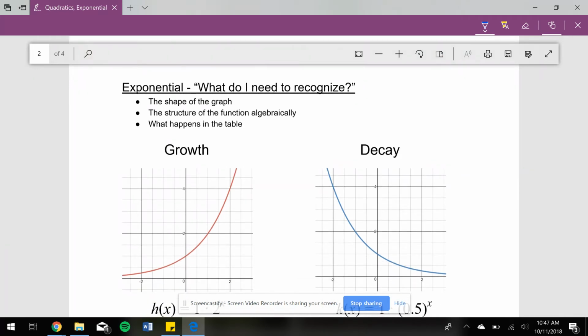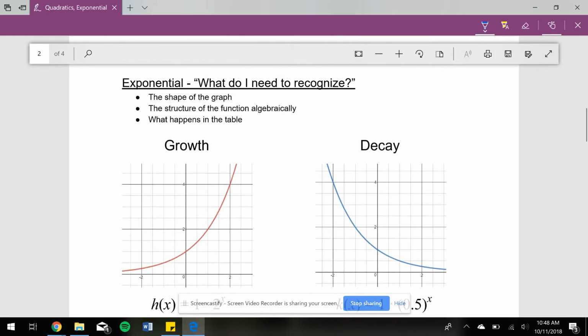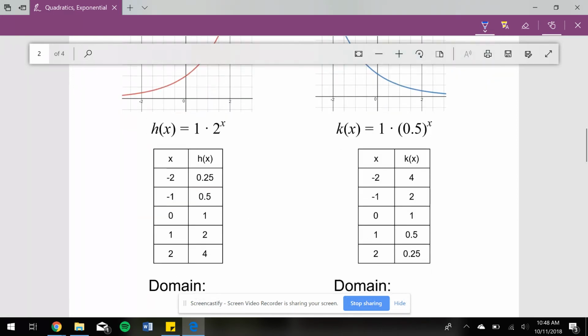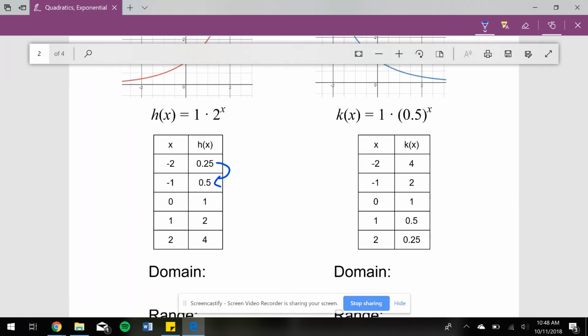Now, if we look at exponential functions, we want to make sure we can recognize the shape. So it's starting slow and going fast, or it's starting fast and ending slow, right? Little bit, and then it explodes, or it's coming down really fast and then slows down towards the end. The structure of it algebraically, you always want to look for x in the exponent. And then on the table, we talked about this, we see a pattern, right? We're actually going to multiply by the same number every time. So here, to get from 0.25 to 0.5, I get times 2. Once again, times 2, and so on and so forth. So I see a pattern of multiplication.